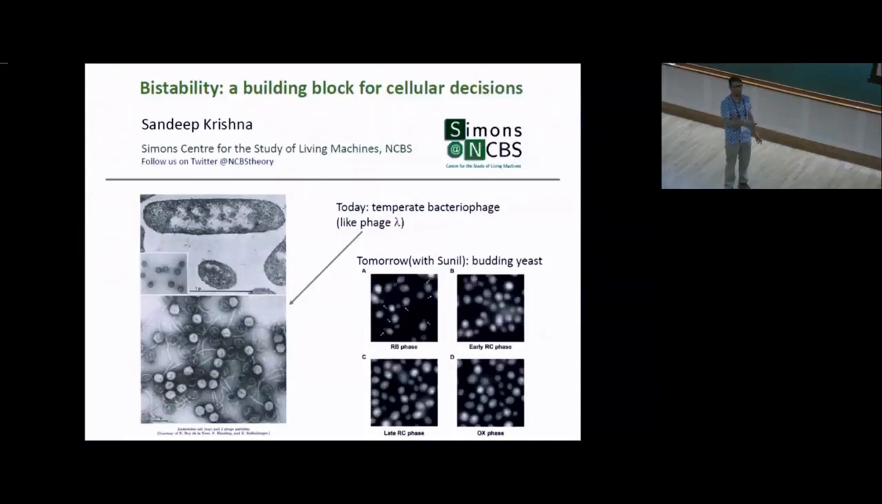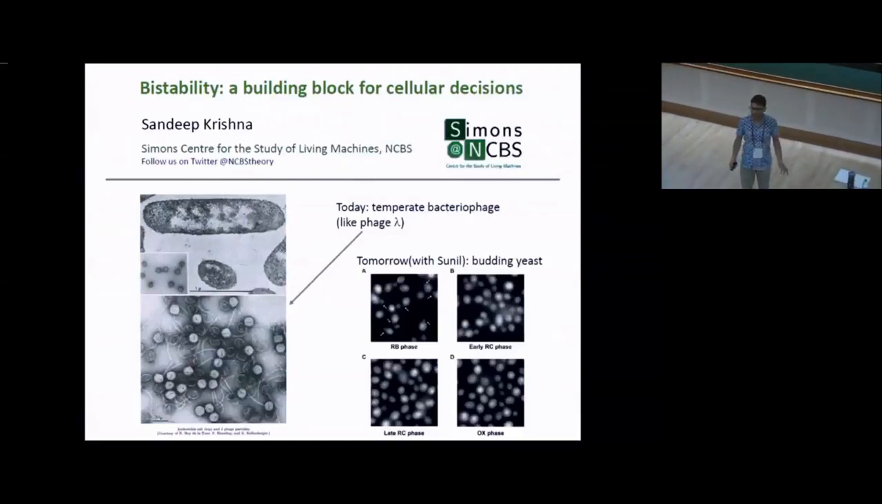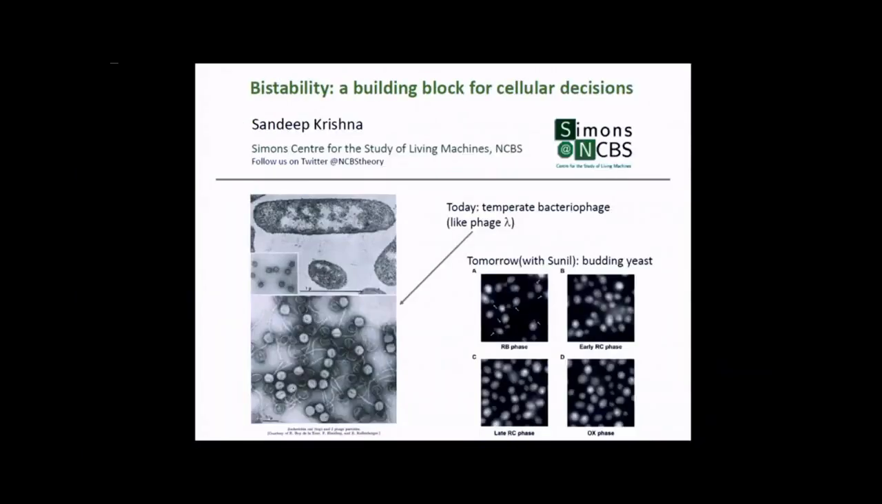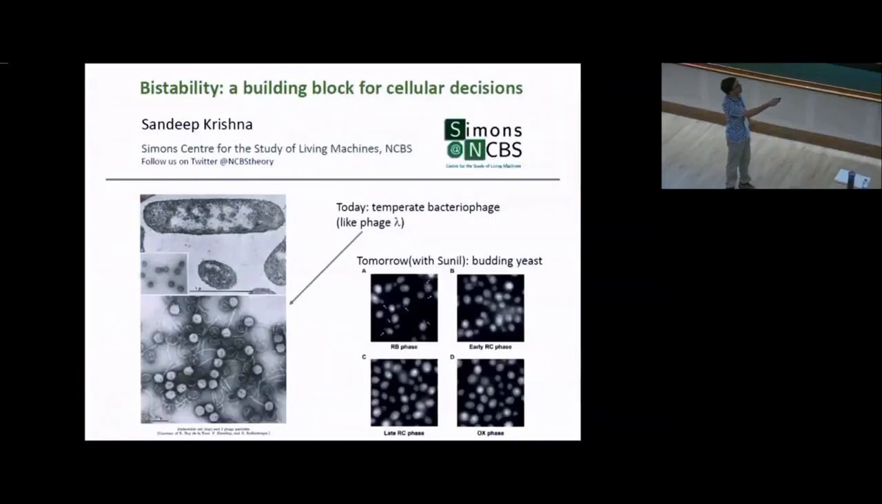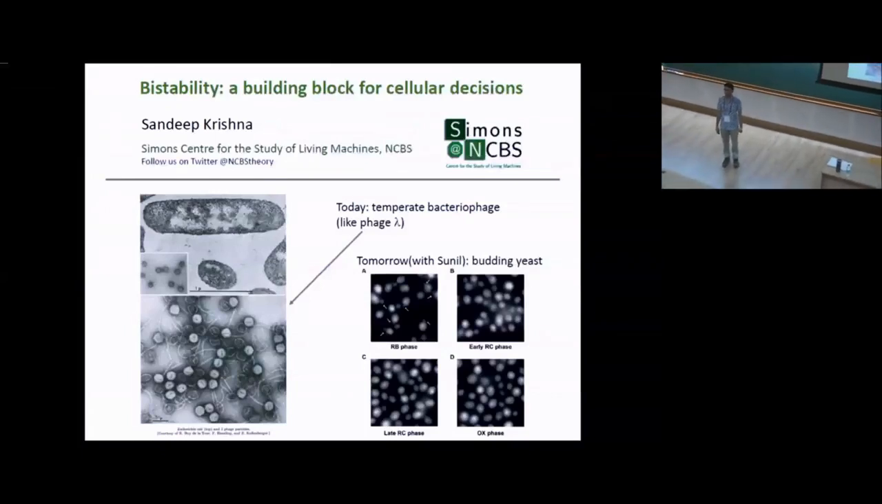How many people know what bacteriophage are? All right, some do, some don't. Bacteriophage, for those who don't, are little organisms, they're viruses that infect bacteria. And there are many different types, of course. And I will not talk about them in any generality, but I will talk about specifically temperate bacteriophage, and I'll describe them to you in a bit. And in particular, one very famous example of temperate bacteriophage, which is phage lambda.